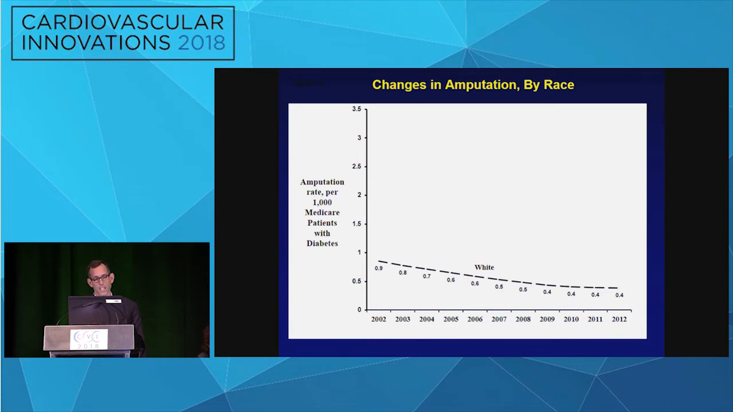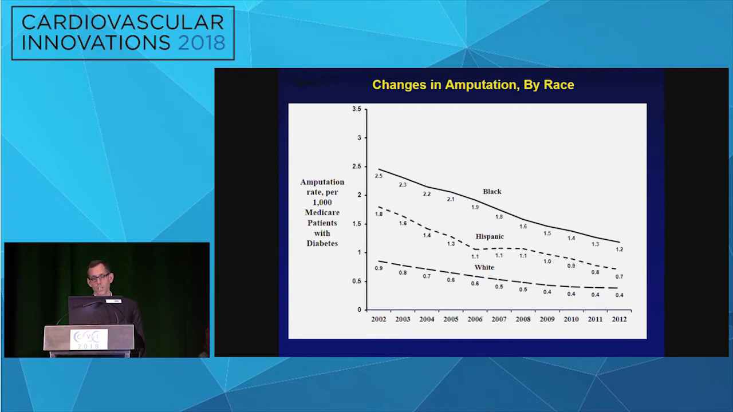White patients with PAD and diabetes have seen a generous decline in low rates of amputation that started back in 2002. Black patients saw a greater decline, but of course their rates started much higher, so they still, despite the achievements that we've made, remain the highest risk population. And Hispanic patients are somewhere in the middle.